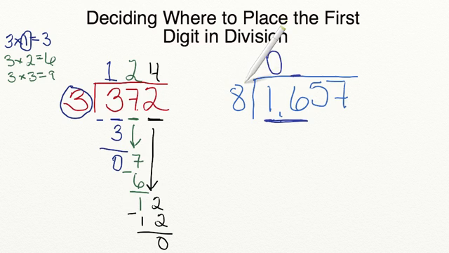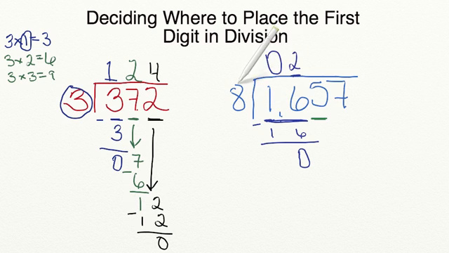So how many times can 8 go into 16? 8 can go into 16 2 times. 8 times 2 equals 16. And when we subtract 16 minus 16, we get 0. So now we're ready to go to our next step and move into our next place value.